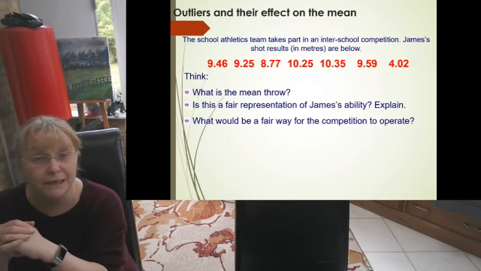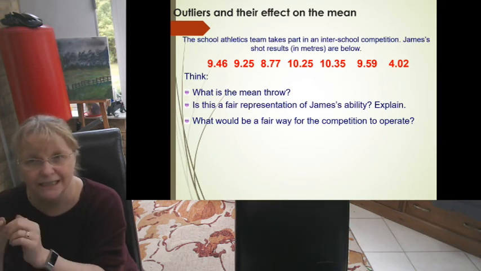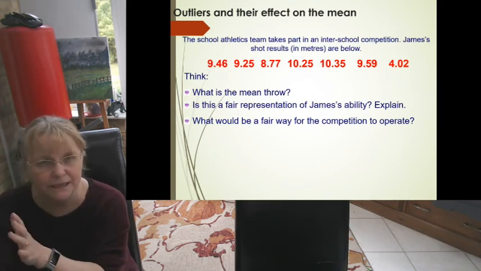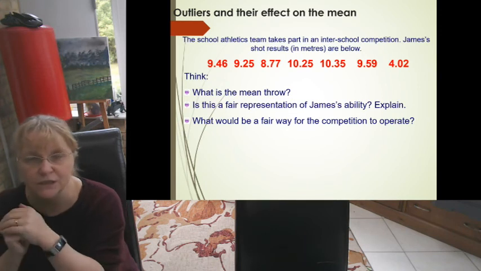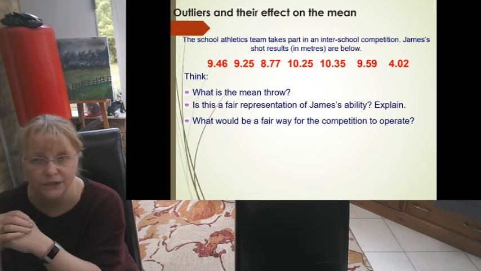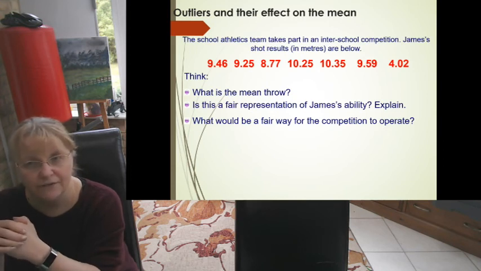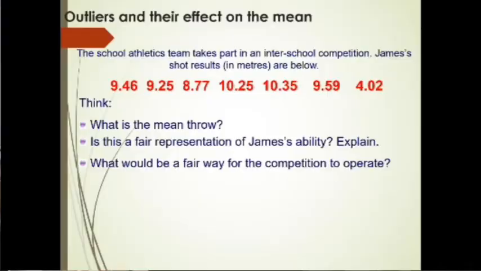And finally, we mentioned this before, is outliers. This is information that doesn't seem to be right compared to the rest of the data. If we look at this, the school athletics team takes part in an inter-school competition. And when they look at that, they say, what is the mean throw? So, have a look at the data and find out what the mean throw is.